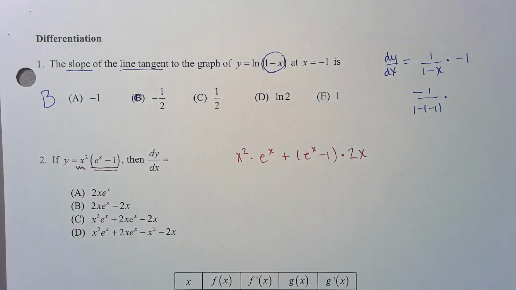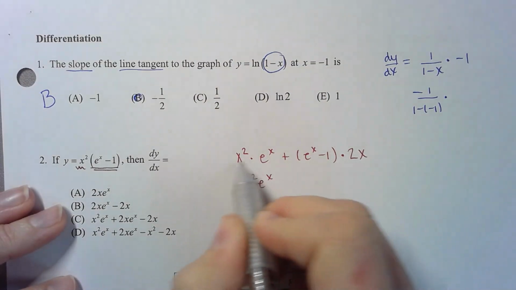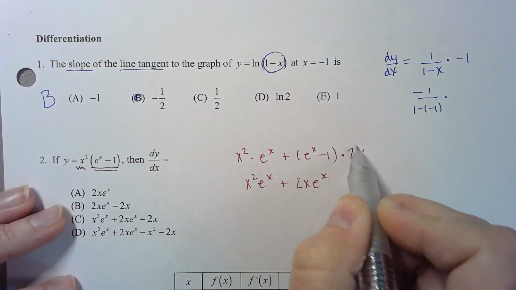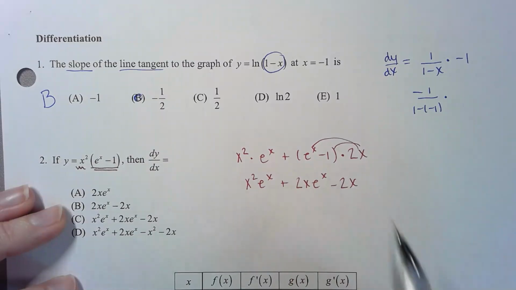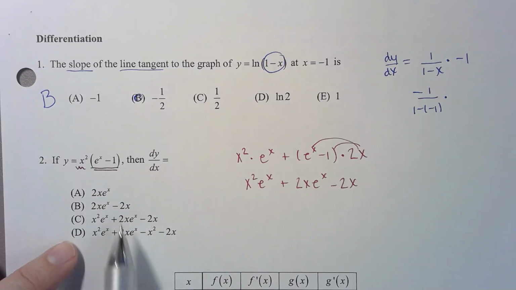So there is my derivative, but as I look at all of these answers, I realize they don't have parentheses, so we probably should do a little bit of cleanup here. So x squared e to the x, fine, plus 2x e to the x minus 2x. And I think that's letter C.